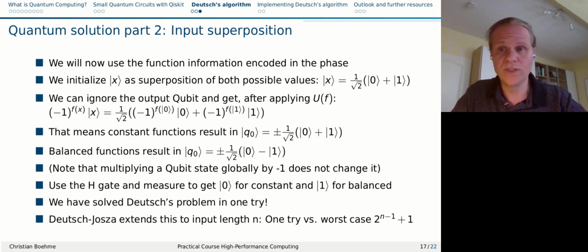In order to do that, we use another thing we have already seen. We put the input now in a superposition. So for the input, we now don't use just one value, but a superposition of both possible inputs, again, this time using the 0 plus 1 mixed state. Okay?